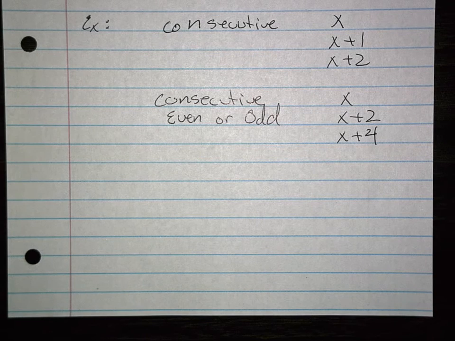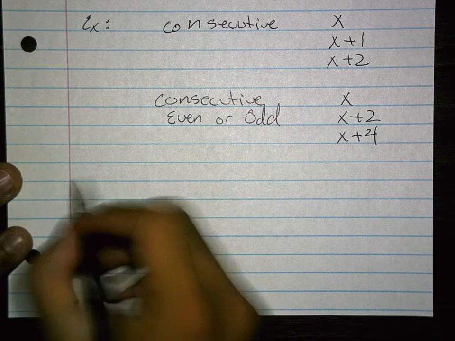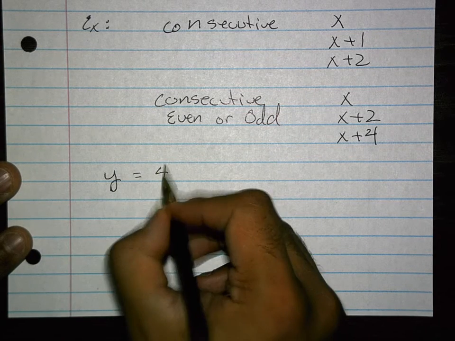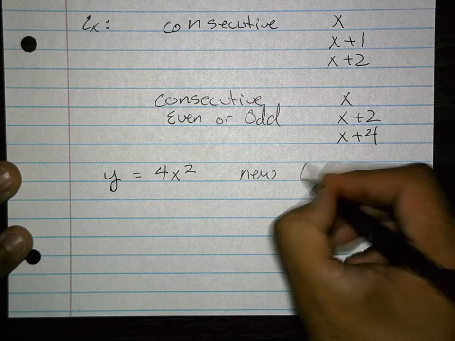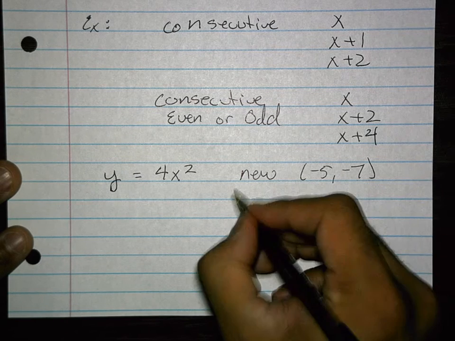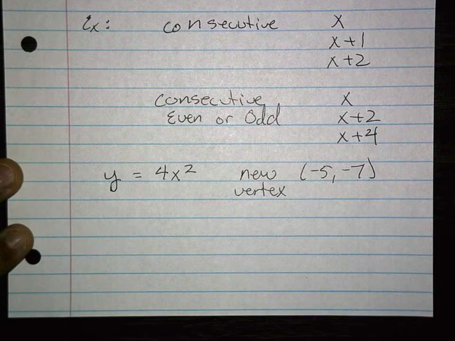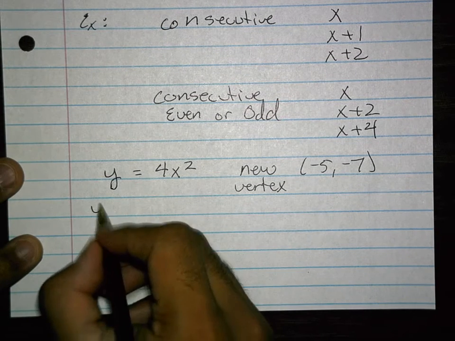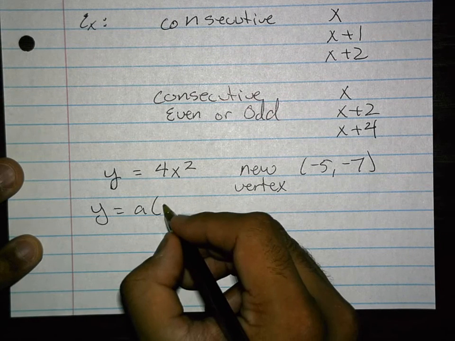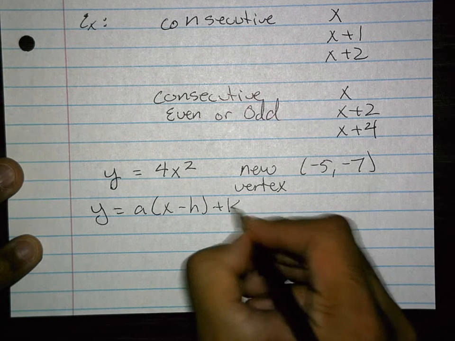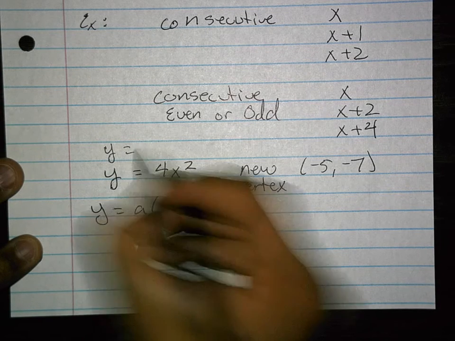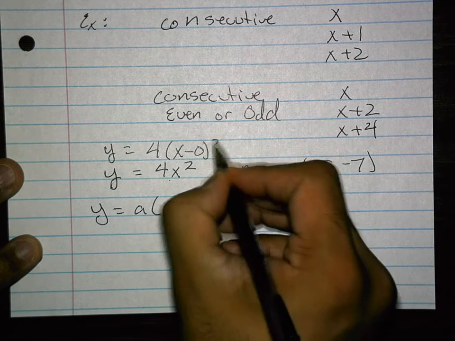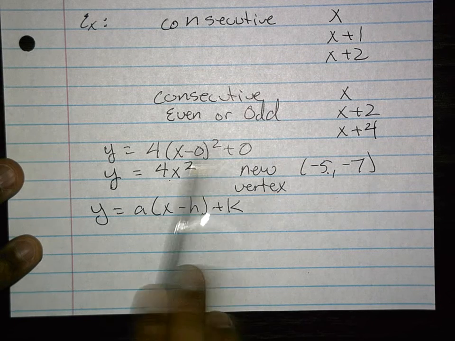Going back to parabolas, there's also the idea of shifting or translating. So if they give you this parabola right here, y equals 4x squared, and they tell you it has a new vertex of -5, 7, could you rewrite it? Remember, the HK form is y equals a times x minus h squared plus k. In the one above, the actual equation is 4 times x minus 0 squared plus 0. So I'd have to plug this number in there and this number in there.